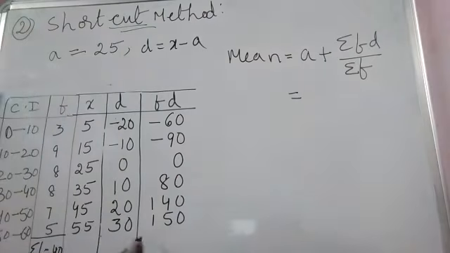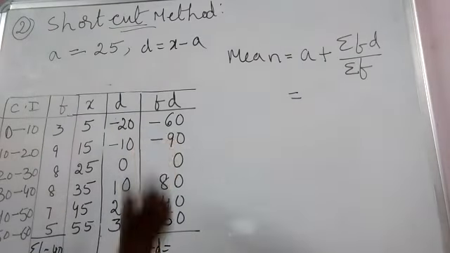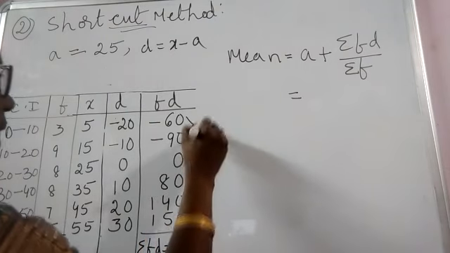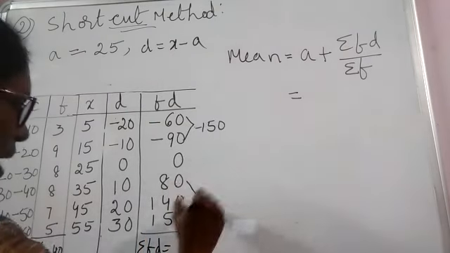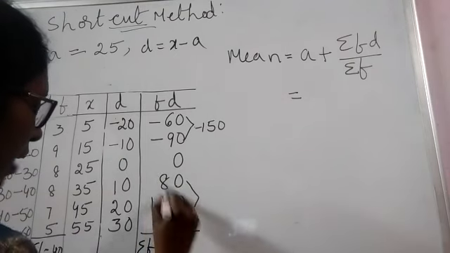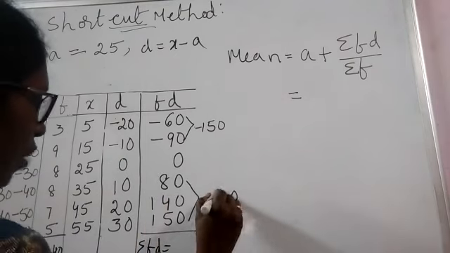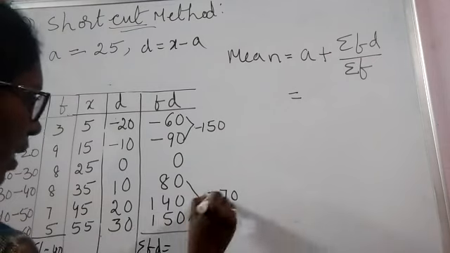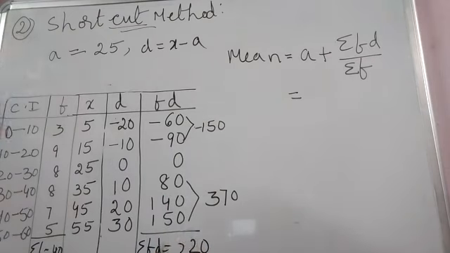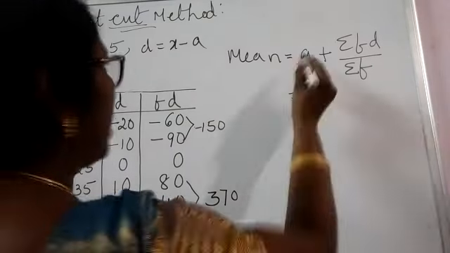Okay, let us find summation of fd here. Some are negative, some are positive. So here these two, when you add, you will get minus 150. And this, you are going to get 8 4 12, 12 5 17, 1 2 3, 370. 370 minus 150, 0. 7 minus 5, 2. 3 minus 1, 2. Summation of fd is 220.